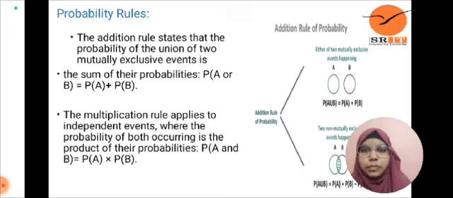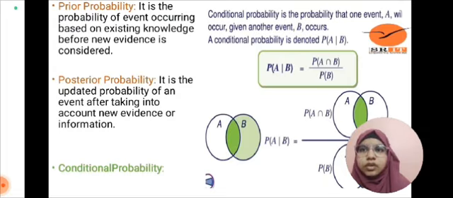Next, prior probability. It is the probability of an event occurring based on existing knowledge before new evidence is considered. Posterior probability. It is the updated probability of an event after taking into account new evidence or information.